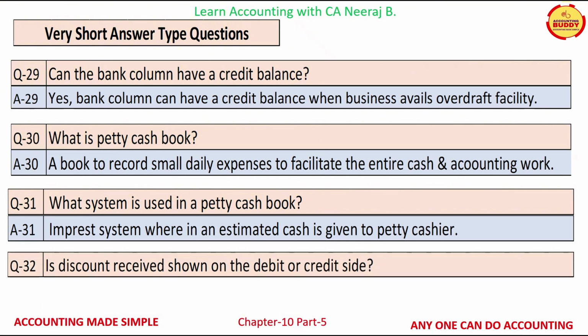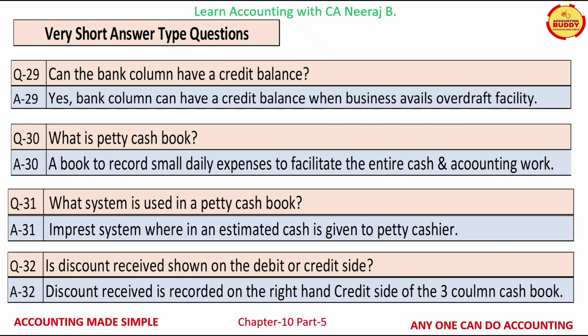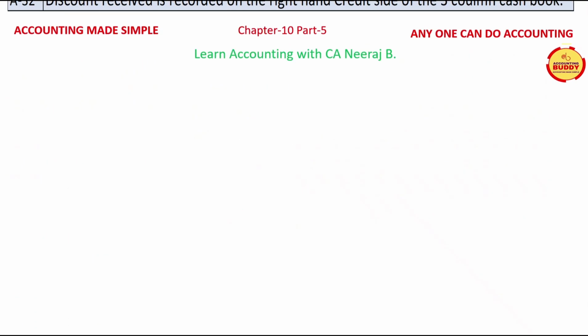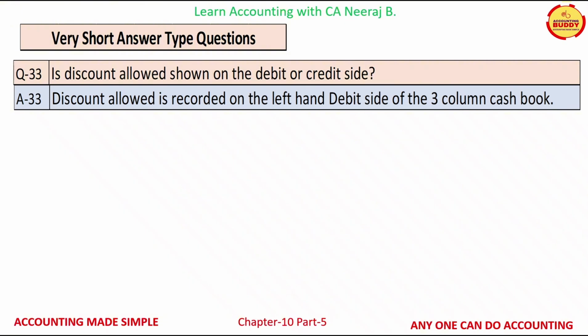Question number 32, is discount received shown on the debit or the credit side? And the answer is discount received is recorded on the right hand credit side of the 3-column cash book. Question number 33 is discount allowed shown on the debit or the credit side? And the answer is discount allowed is recorded on the left hand debit side of the 3-column cash book.